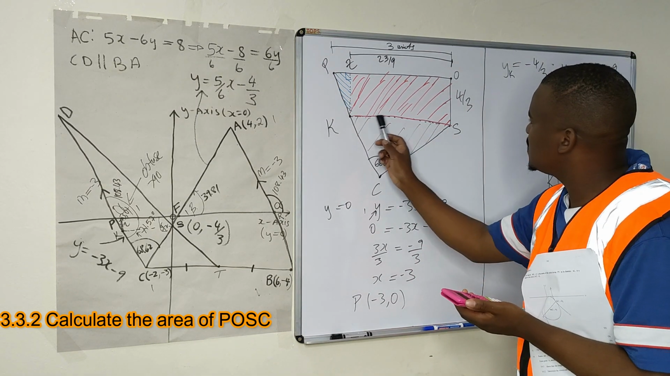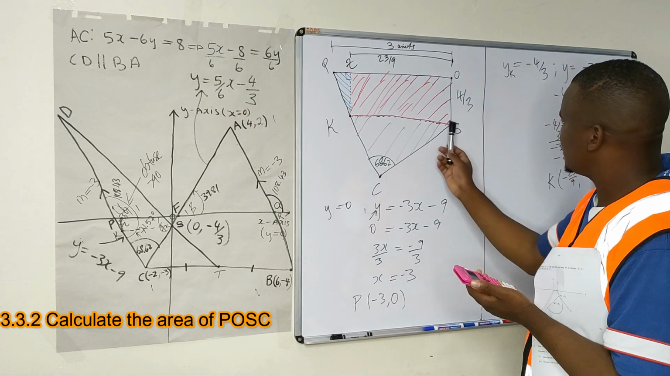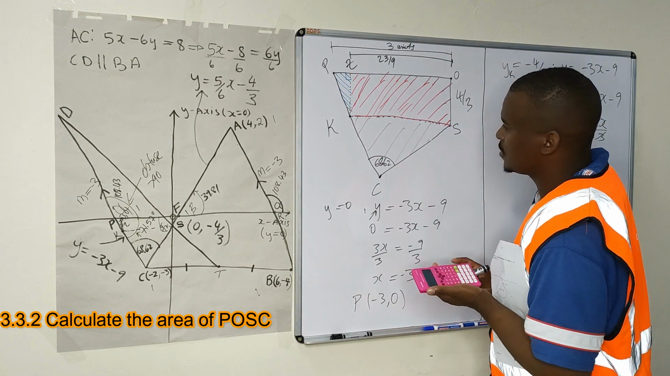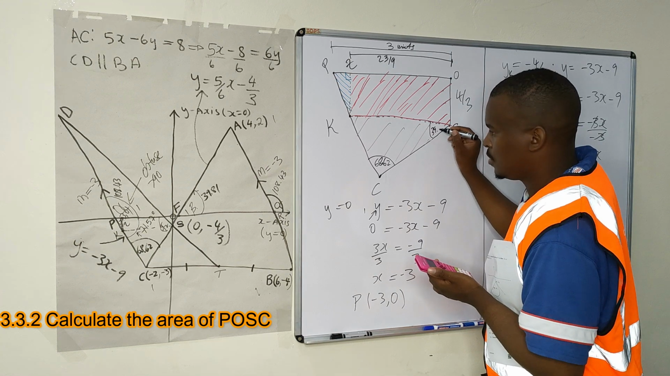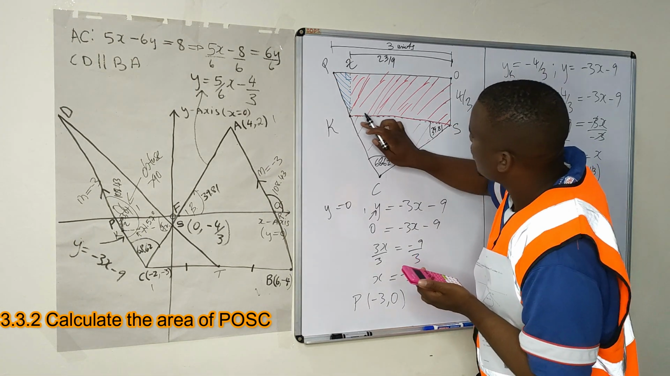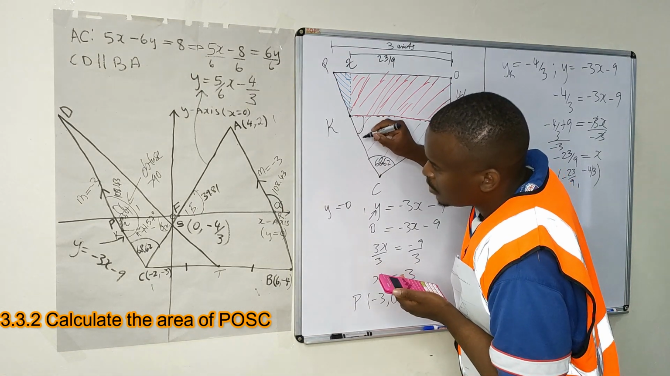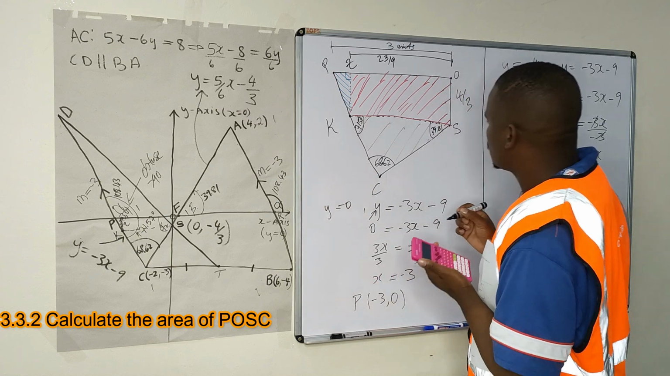You know what this is, right? This length, you know what this length is. You know what this angle is here. It was 39.81. And this one here, it was 71.57.